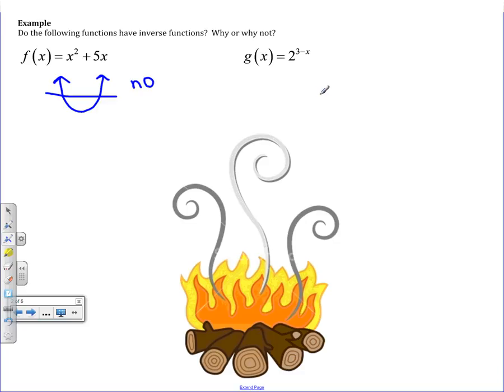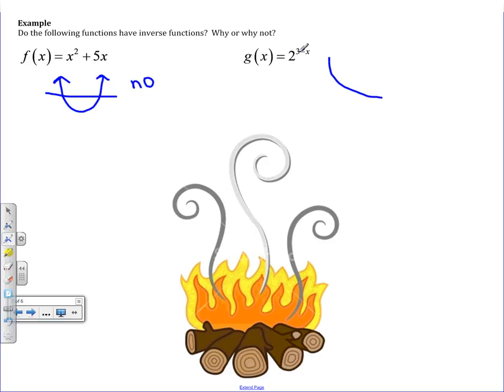The next one, g. This is an exponential decay function. Usually if it was just 2 to the x, then it would be exponential growth. But because I have a negative x, I can know that it's exponential decay. Also, you can think about it the fact that we have negated the x value. It has reflected the function over the y-axis. So again, it is an exponential decay function.